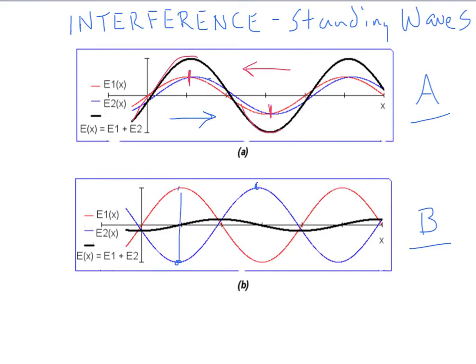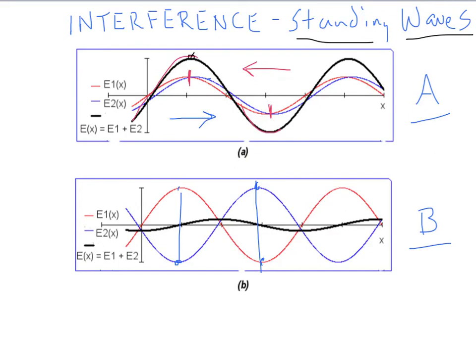and the blue peak is aligned with the red trough. And if we add those up, they'll cancel out. And so if we watch the black wave, which is the summation of the red and the blue, we would see a standing wave, a wave that does not appear to move right or left, but simply goes up and down in place.